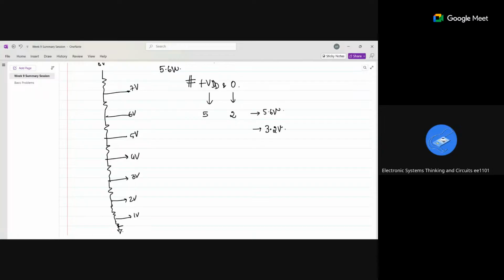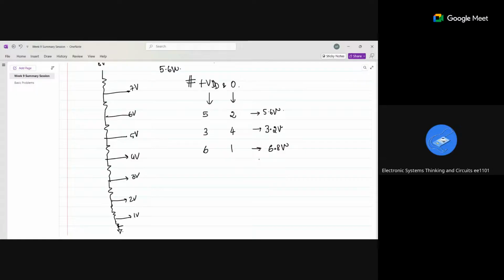If I'm feeding 3.2 volts, how many plus VDDs and zeros will I get? 3 plus VDD and 4 zeros. If I'm feeding 6.8 volts, what will I get? 6 plus VDD and 1 zero.